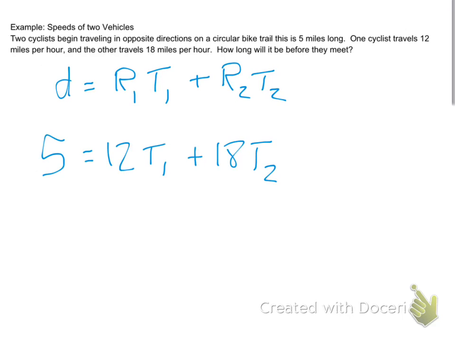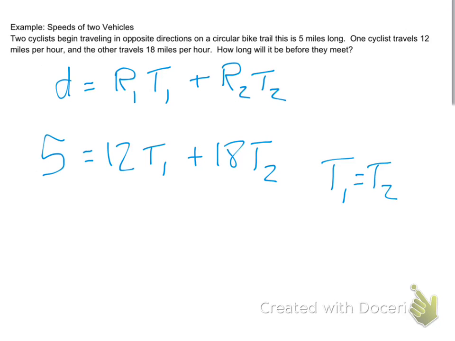Is there any connection between their times? Hey, they're even. Why? I don't want to say even. How about a better word? They're equal. Guys, T1 is equal to T2, but why? No, the times, not rates. Two cyclists begin traveling in opposite directions on a circular track. How long before they meet?